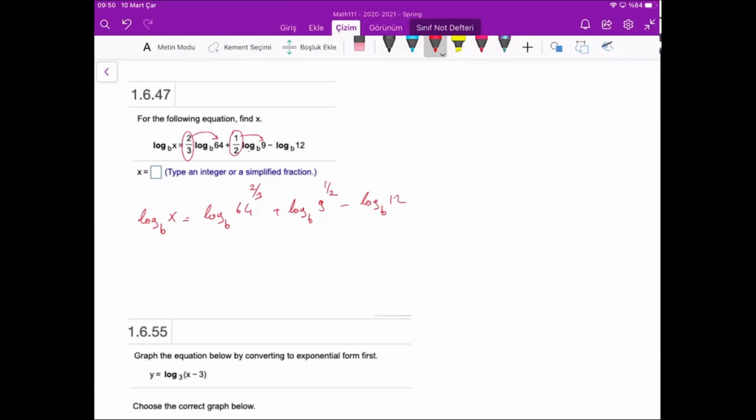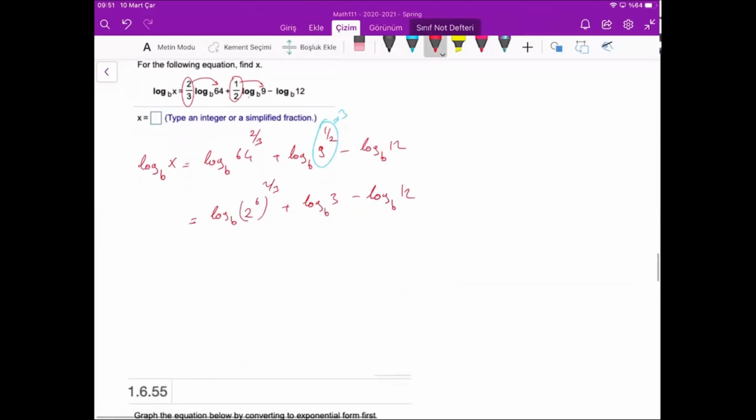So you can calculate the cube root of 64 here. What is 64? 2, 4, 8, 16, 32, 64. So 2 to the power 6. Okay, so here, 2 to the power 6, to the power 2 over 3, plus logarithm base b. This is a square root, which equals 3. Directly I will write the 3, minus logarithm base b of 12.